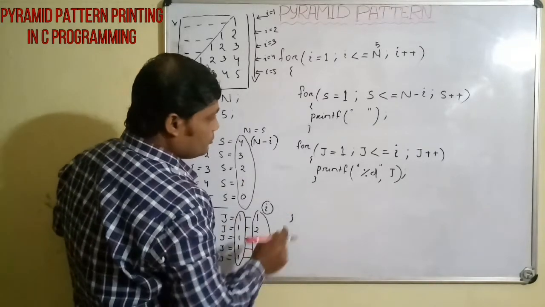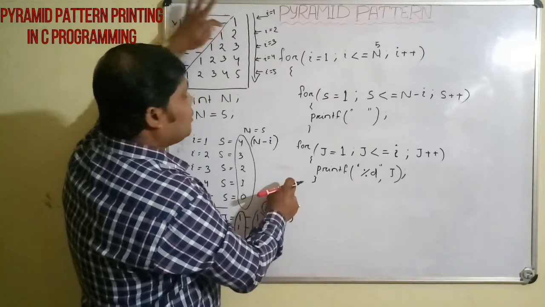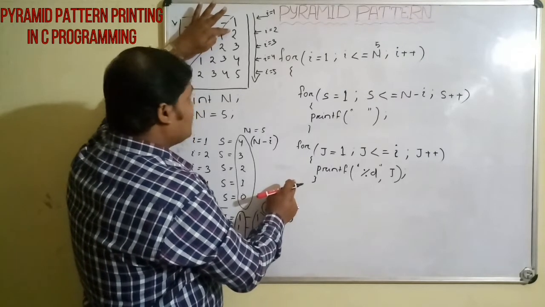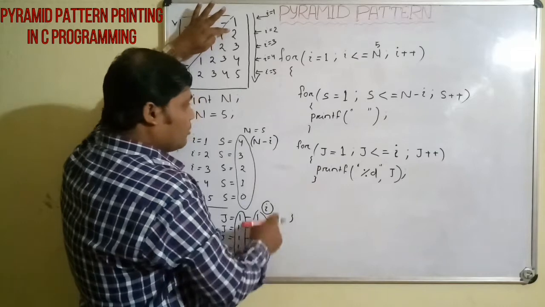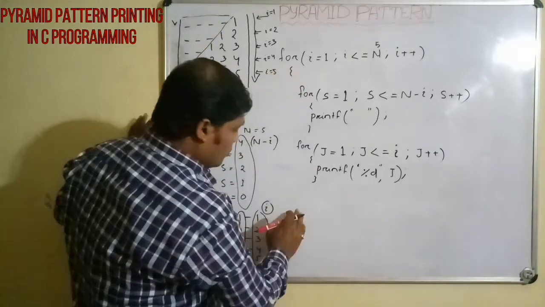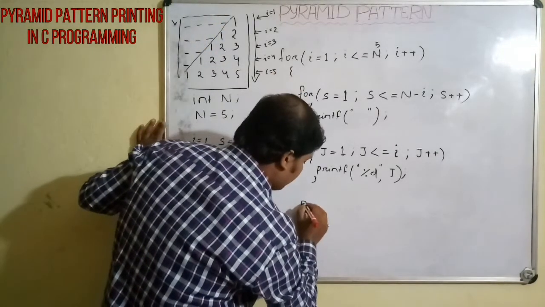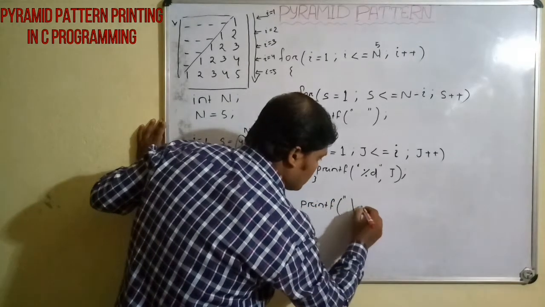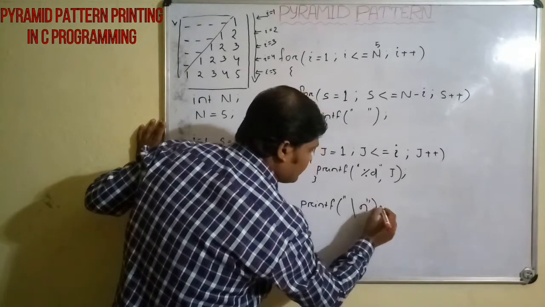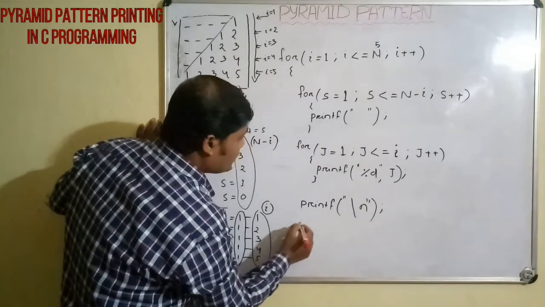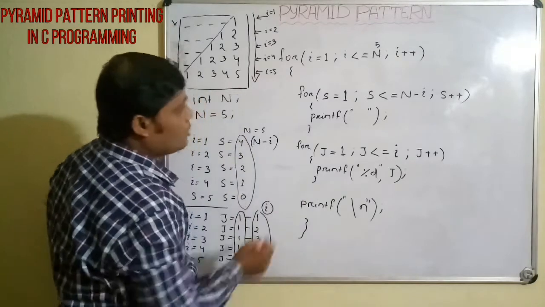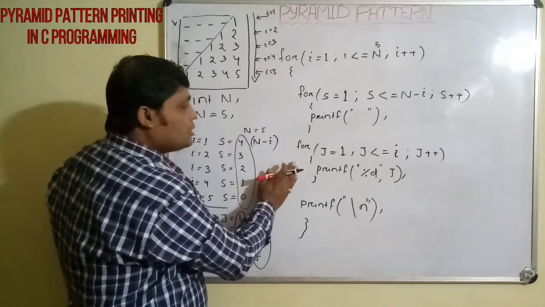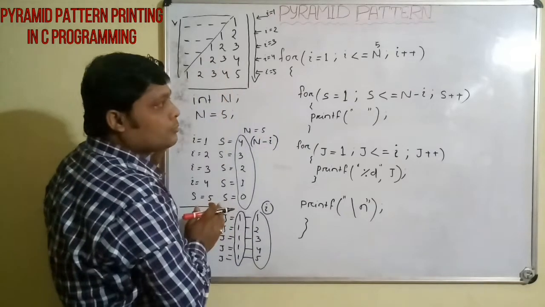Clear? Then after completion of all numbers, when it has printed all numbers in a line, before going to the next line, what will be there? Printf. What? To go to the next line, backslash n. Clear? And this is the end of the i loop. Clear? This is the logic to print this pattern.